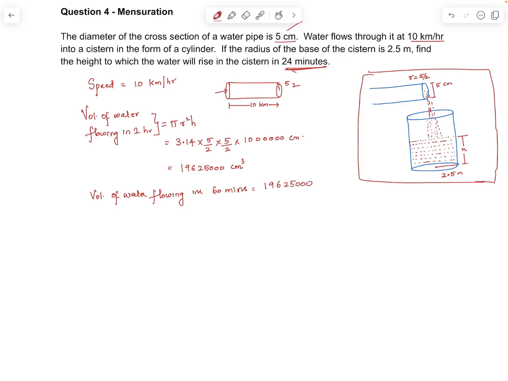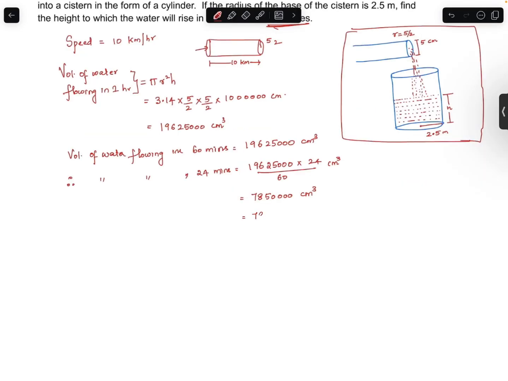1 crore 96 lakh 25,000 centimeter cube. Therefore, volume of water flowing in 24 minutes is 1 crore 96 lakh 25,000 into 24 upon 60, which gives us 78 lakh 50,000 centimeter cube. Which is equal to 78.5 meter cube.